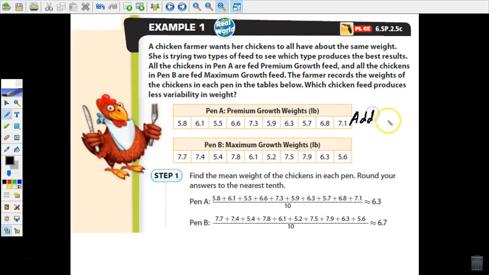Add, divide by 10. Add, divide by 10. So they do it all for you, okay? So pen A, the mean, not pen A like pen A vodka, pen A, where they keep all the chickens, the mean is 6.3, about 6.3, okay? Nearest 10th. Round your answer to the nearest 10th. Always pay attention to the directions, class. Always. About 6.3. The second one, pen B, is about 6.7, okay?